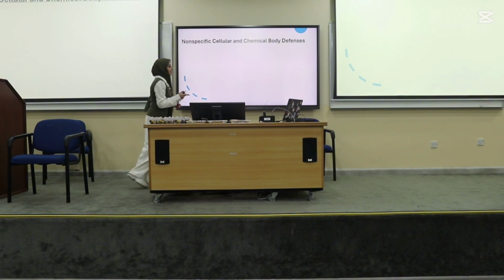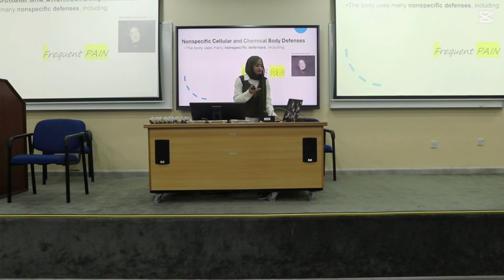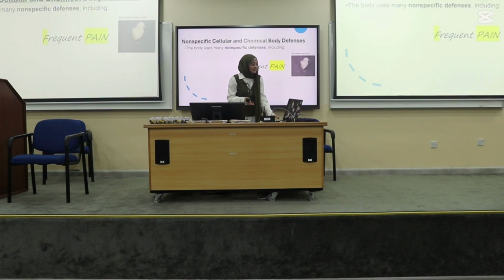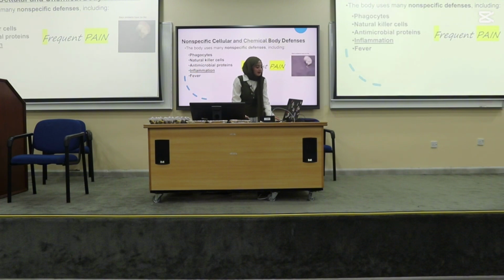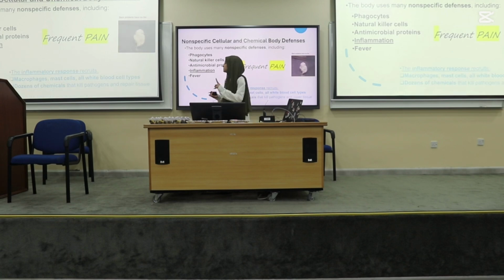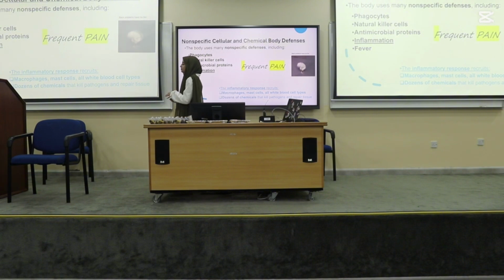Antimicrobial proteins. They're easy to remember, but I did make a mnemonic for you guys, which is frequent pain. You can use it to remember. The most important part of the second line of defense is inflammation. You're going to see so many slides about it. Inflammation is going to recruit white blood cells, macrophages, mast cells, and dozens of chemicals to the area so that they can remove the pathogen that is there and repair.